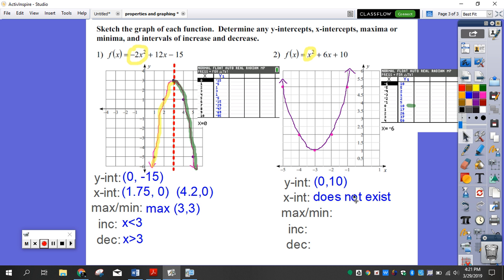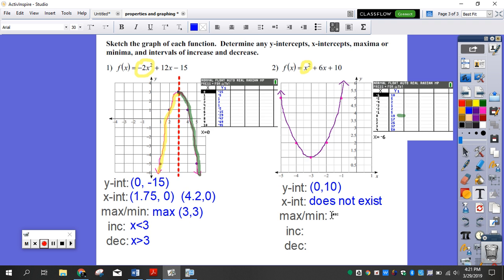And it would not be correct to say that the x-intercept is 0, because 0 is a number on the graph. We don't want to confuse that in math. We want to make sure that we understand 0 exists on a graph and x-intercept does not exist. Alright, so max and mins, if I look at this graph, it is pointed upward. It has a low point, a minimum. So it would be a minimum at the vertex, which is at negative 3, 1.